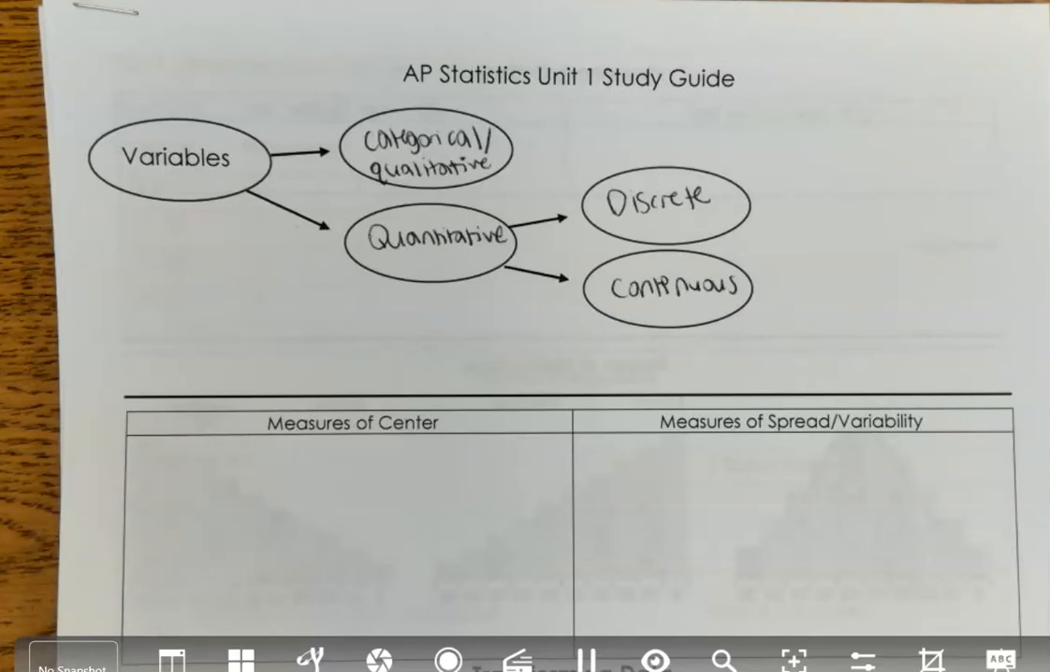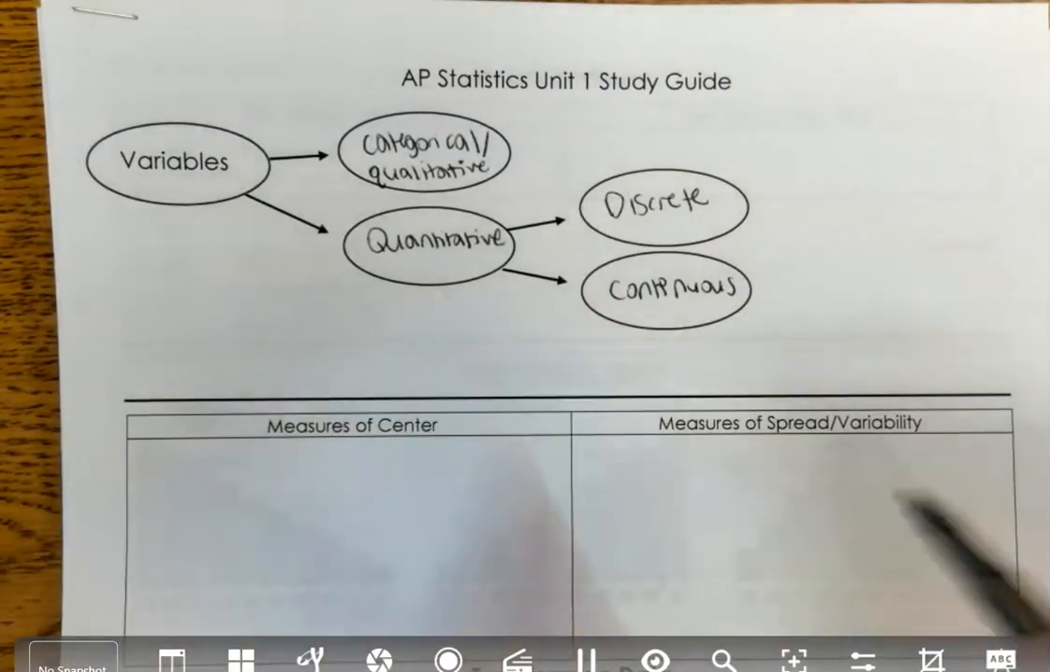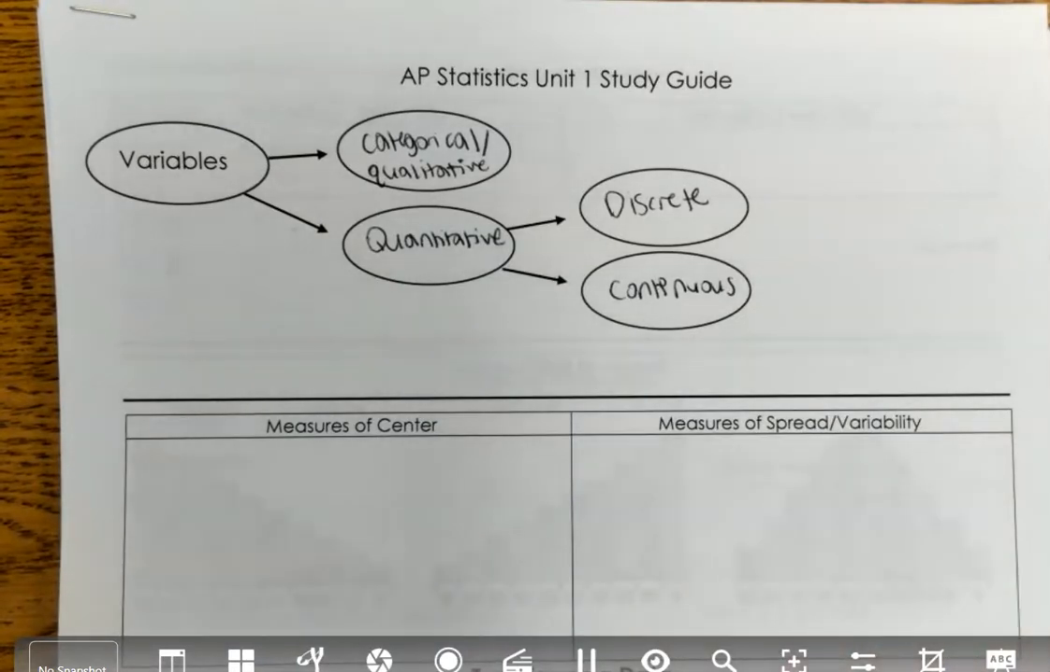All right, so this is the Unit 1 study guide. I already started filling it out without realizing that the screen was not recording. So anyway, let me go through this again.